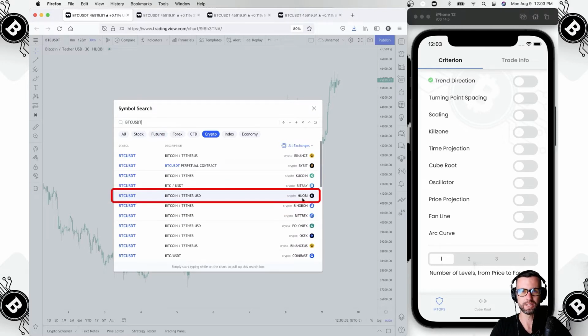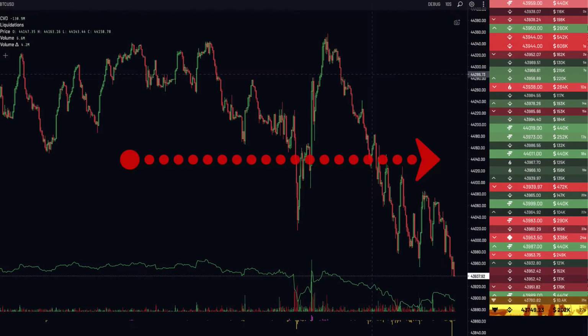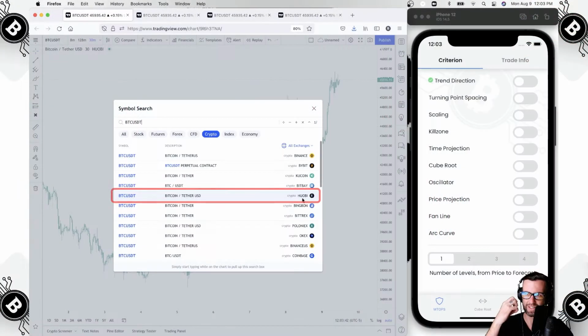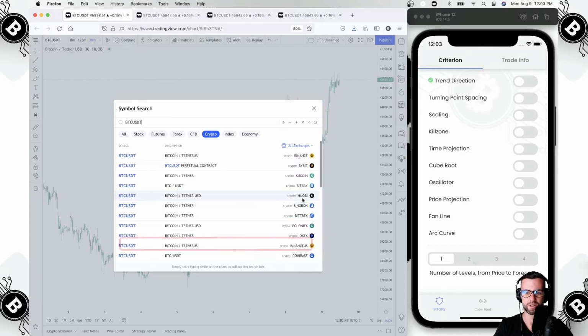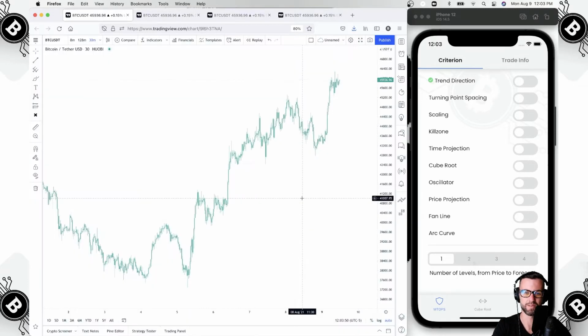Now, we don't necessarily trade off of Huobi ourselves, but I've found of all the exchanges, the richness of data that goes into Huobi in terms of the size of the orders that go into their order book provides some of the best results for charting. So that's the one we're going to go with. Give it a click, and it'll bring you to that.